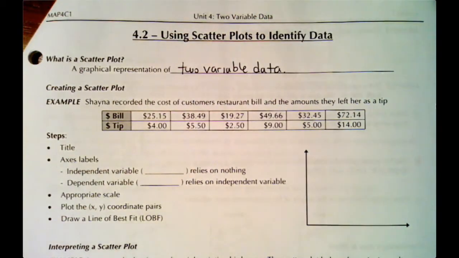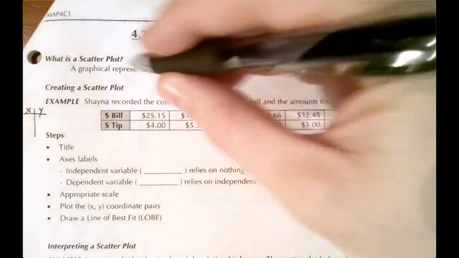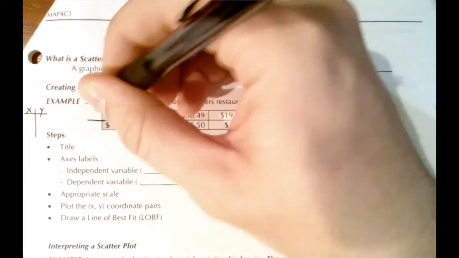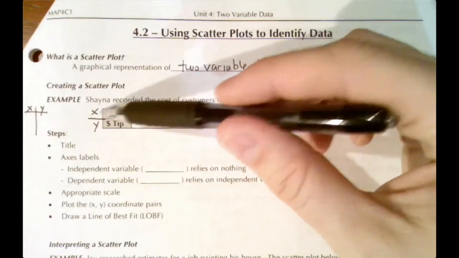So let's create one on the fly here. It says Shana recorded the costs of customer restaurant bills and the amount they left her as a tip. Whenever you're given a table, if you have your data displayed as a left and a right, like a T-chart, the X is always on the left and the Y is always on the right. If it's displayed like this, your X is on top and your Y is on the bottom. And it would never be flipped, and if it was flipped, they would tell you which one is dependent and which one's independent. So in this case, our X values are our bill amounts.